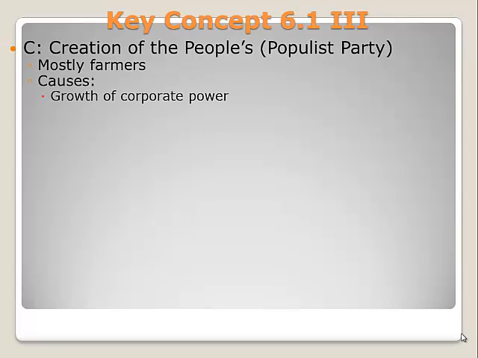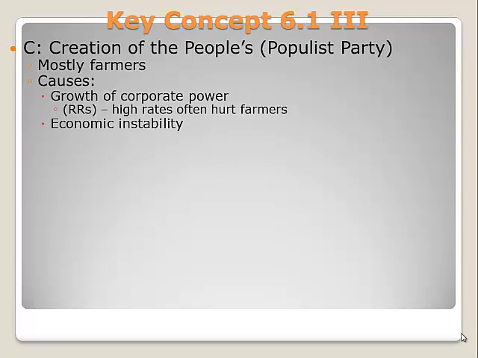So what are some causes? Well, we have the growth of corporate power, particularly railroads, that would charge really high rates that would hurt farmers. And we also had economic instability, especially in 1873 and 1893. The country goes through two panics, and these really hurt farmers.